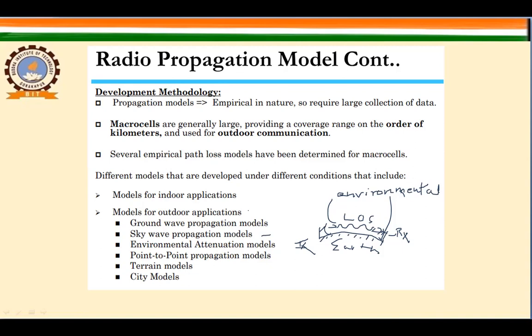So the outdoor application also has these types of multiple components of data. When indoor plus environmental specific data are combined, they become a very huge collection of data. That's why we choose to model the radio propagation model in an empirical way. So the sky wave propagation model is the collection of the ionization layer plus isotropic layers. Whenever these two layers are combined, they are known as sky wave layers, and the propagation taking place in these two layers is known as the sky wave propagation model.